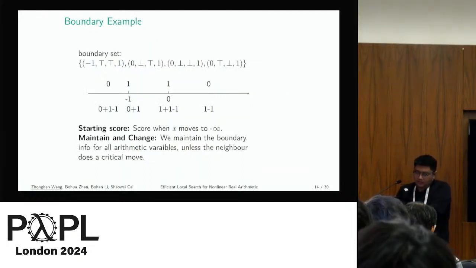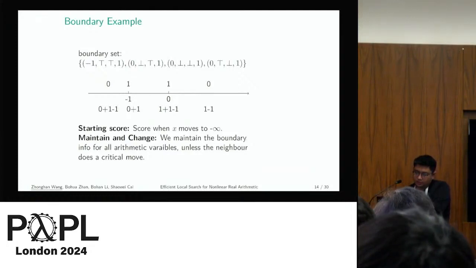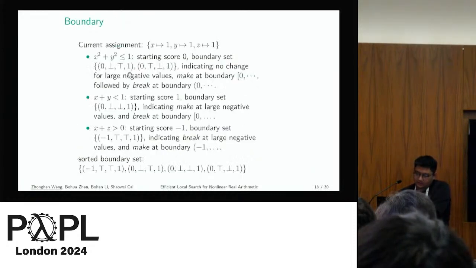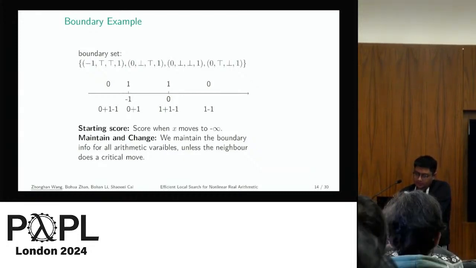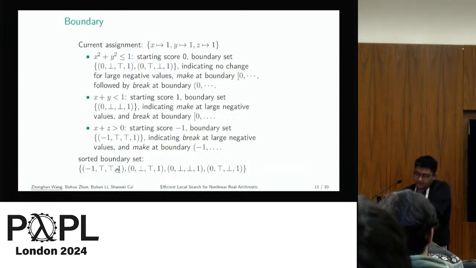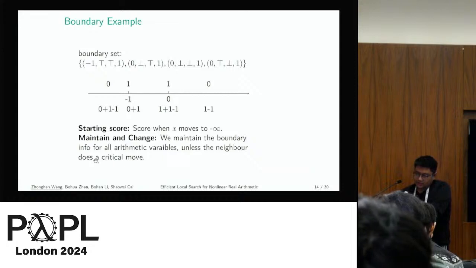Next is how we compute the score using the boundaries. The starting score is the score when x moves to negative infinity, and it is computed from the starting scores, 0 plus 1 minus 1. It is still 0. The other scores on the real space are computed by increasing or decreasing the score at the boundaries, and in this way we can get the scores on the whole real space.